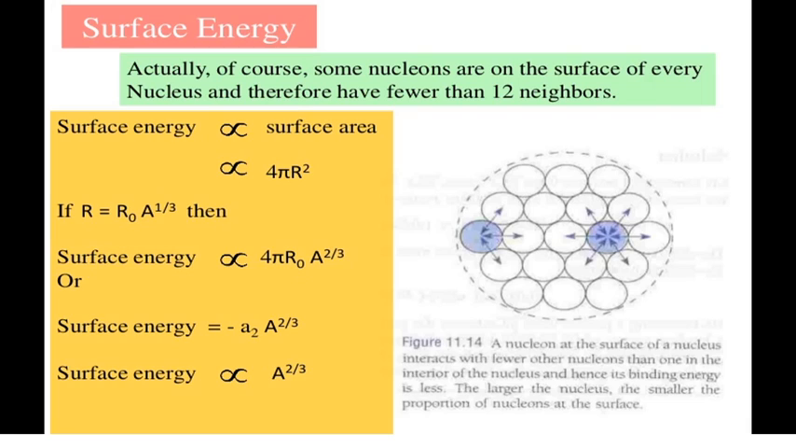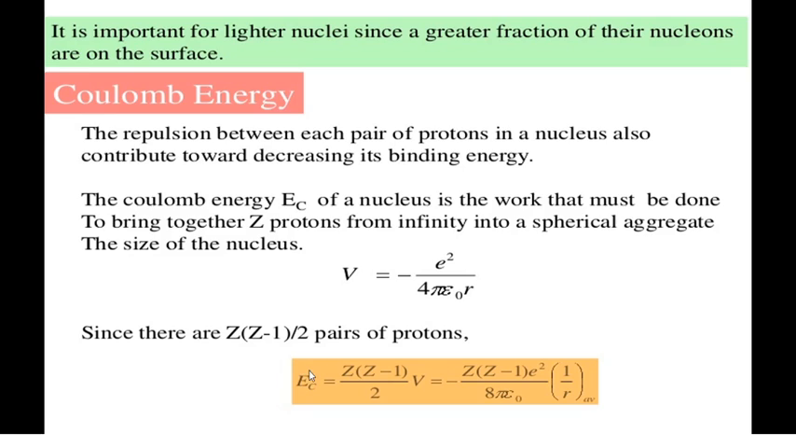But due to the surface energy, what happens? The binding energy is decreasing, so we are putting a negative sign. So the surface energy is equal to minus A2 A raised to 2 by 3. So surface energy is proportional to mass number raised to 2 by 3. And this surface energy is important for lighter nuclei, because lighter nuclei means the nuclear size will be small, isn't it? So most of the nucleons will be on the surface. So the surface energy is more important for lighter nuclei.